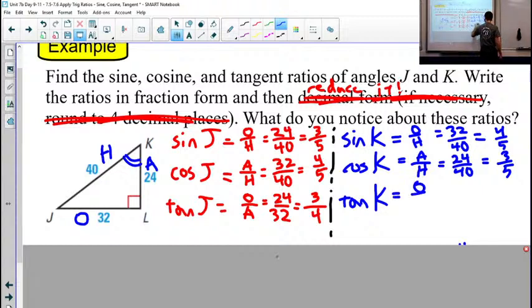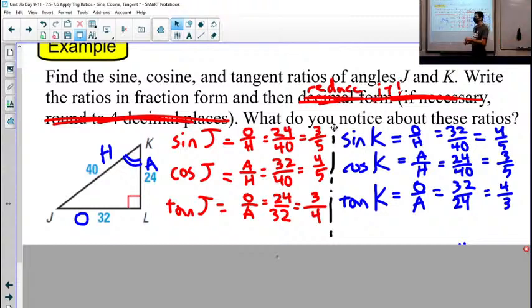Tangent is opposite over adjacent. For K, opposite of angle K is going to be J to L. My adjacent is going to be 24. So now instead of 3 over 4, since opposite and adjacent switched places, the fraction from J to K flipped, and now it's going to be 4 over 3, both divisible by 8. Any questions on that?